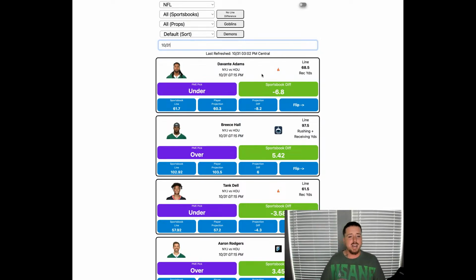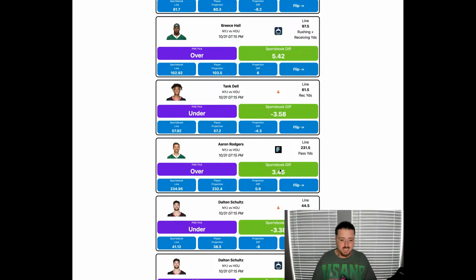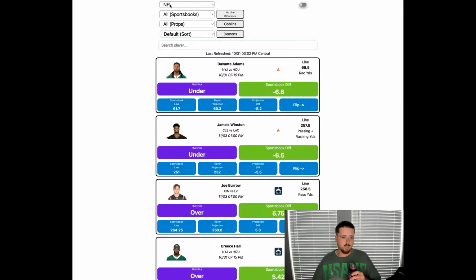We have Devontae Adams under 68.5 receiving yards at a minus 6.8 sportsbook differential on Hot Streak. That's going to be your biggest value. Breece Hall over 97.5 rushing plus receiving on Sleeper at 5.42 sportsbook differential. And then Tank Dell under 61.5 receiving yards at a minus 3.58. Aaron Rodgers over 231.5 passing yards at a 3.45. You can get that on Bet Boom, I think that's what it's called. Tank Dell, Hot Streak. Breece Hall's on Sleeper. But yeah, there's a lot of good plays for tonight's NFL.